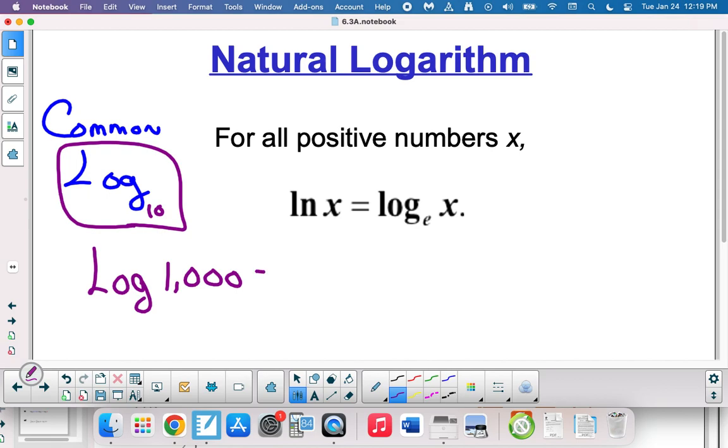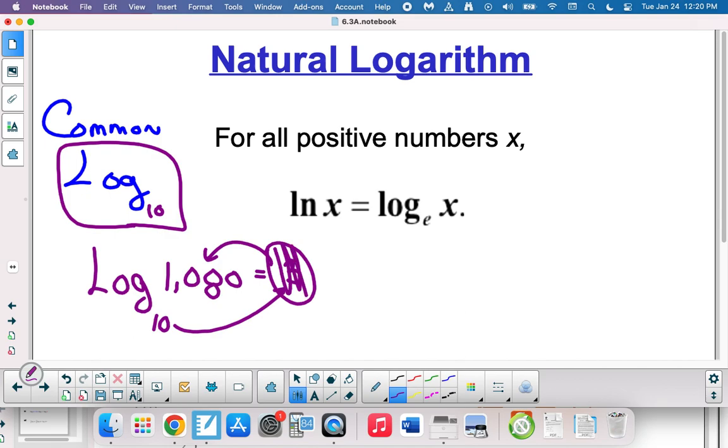The answer is 3. Because what is a log? A log is an exponent. You're supposed to be thinking, oh, 10 to the third is 1,000, so the answer is 3. If you type it into your calculator it will tell you 3. You don't even need your calculator for that one, but you would need it if I said, let's do this one.